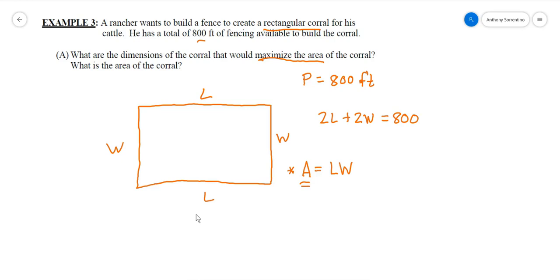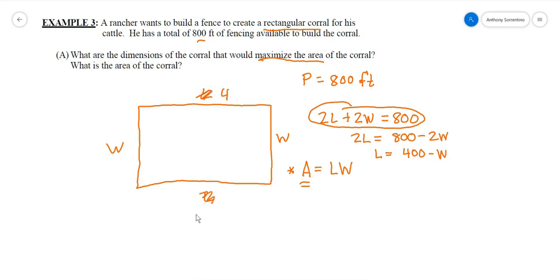That's why the perimeter information was important, because I could take this and say, well, 2L equals 800 minus 2W, and divide both sides by 2, L would be 400 minus W. So instead of having these written as L, I can just say this is 400 minus W, and this is 400 minus W.